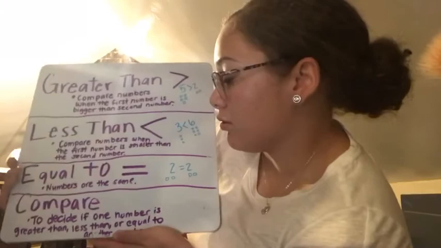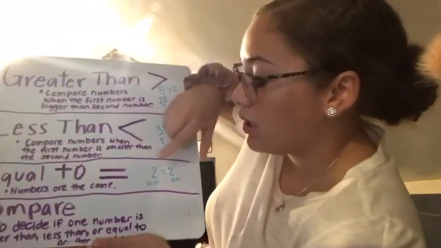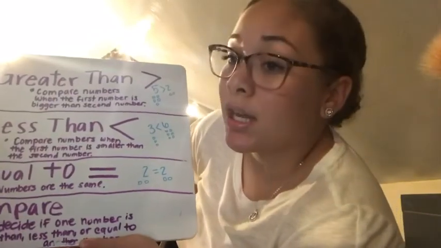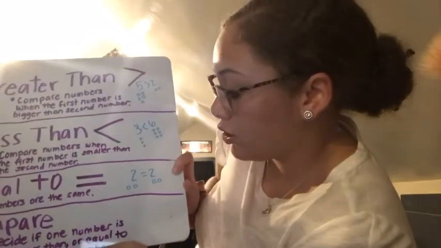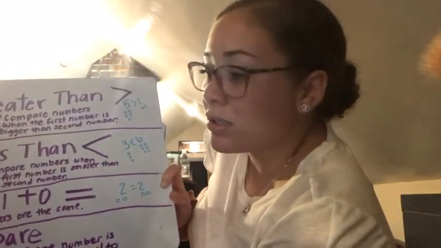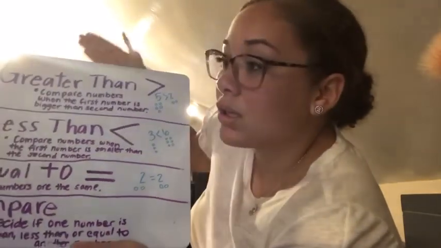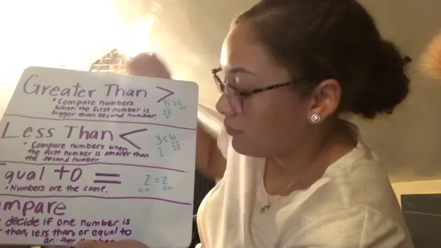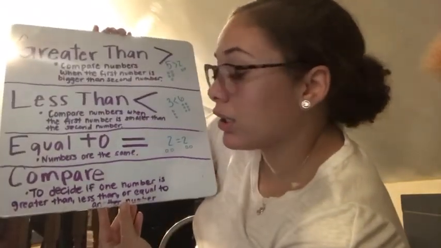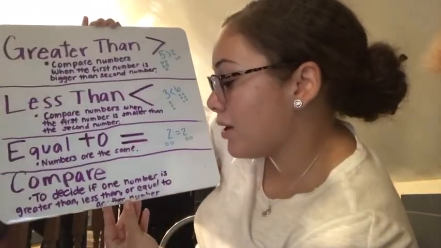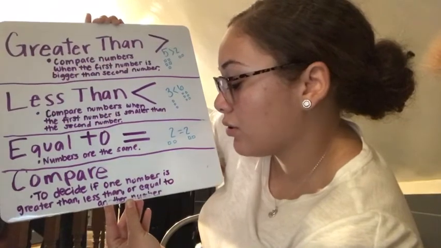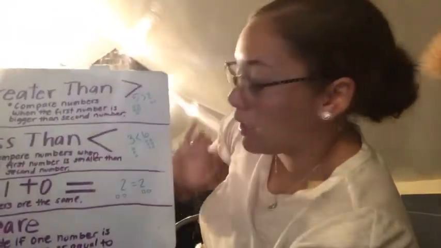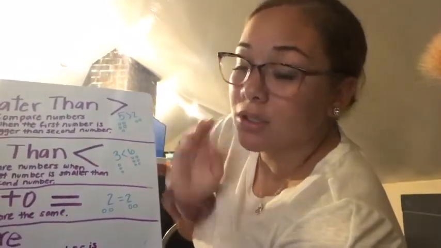Now equal to. The equal to symbol is the equal sign. Numbers are the same. So for this example, 2 equals 2. There's no more and there's no less. They both have 2. And then to compare is to decide if one number is greater than, less than, or equal to another number. So what we just did in these examples, we're comparing two numbers.